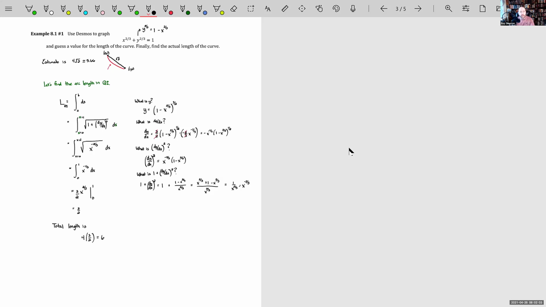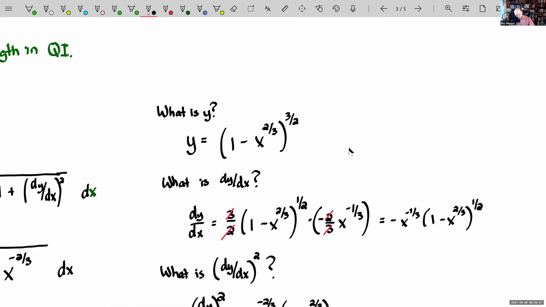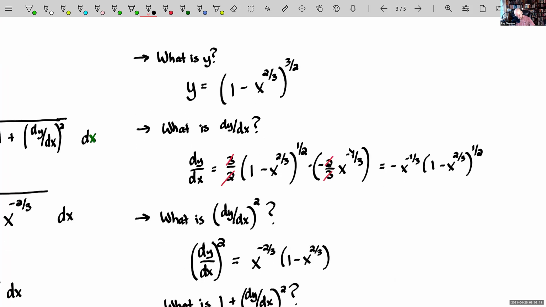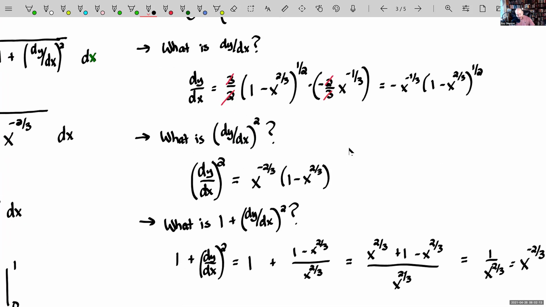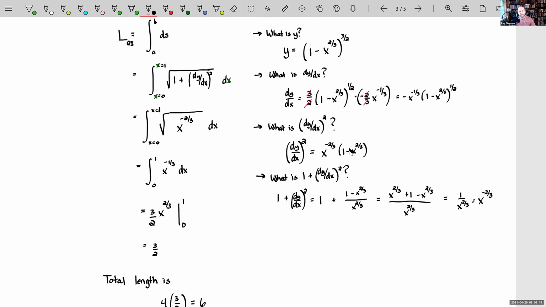They all kind of run like that. And notice that I did it in little steps. I asked myself, what is y? Then I need to find its derivative and then square it and then add 1 to it. And then I worked with the integral. It's just cleaner that way.